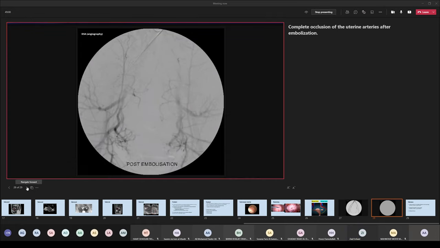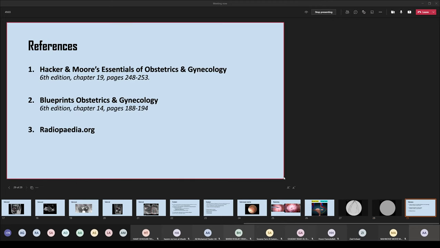Our references for this lecture were Hacker and Moore's Essentials of Obstetrics and Gynecology, Blueprints Obstetrics and Gynecology, and Lippincott, and the pictures were from several different cases on radiopaedia.org.